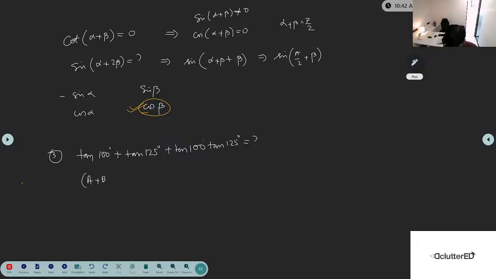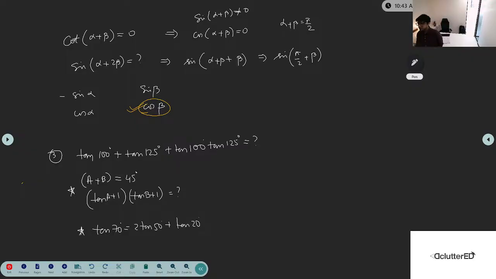If A plus B is 45 degrees, then what is tan A plus 1 into tan B plus 1? And another question based on the same line is tan 70 degrees is equal to 2 tan 50 degrees plus tan 20 degrees, and this is something that needs to be proved. Let's pick the questions one by one.